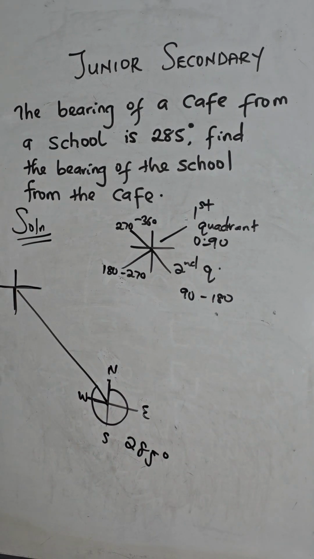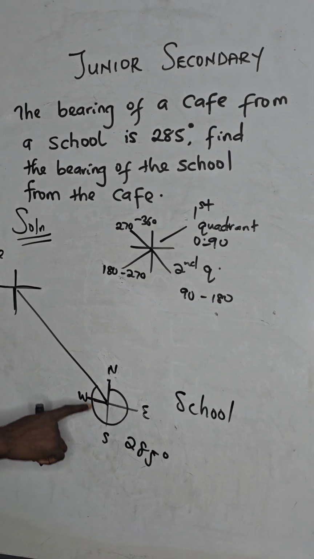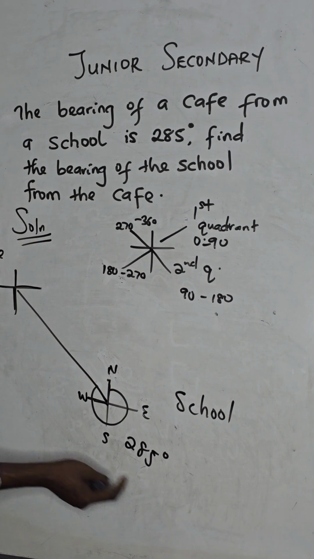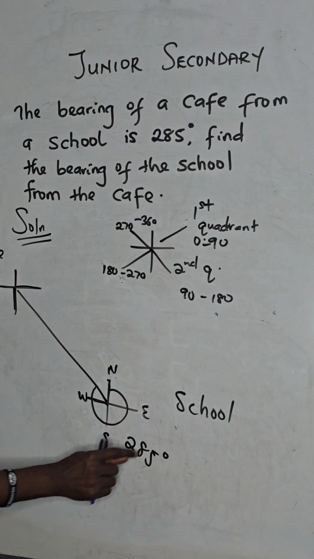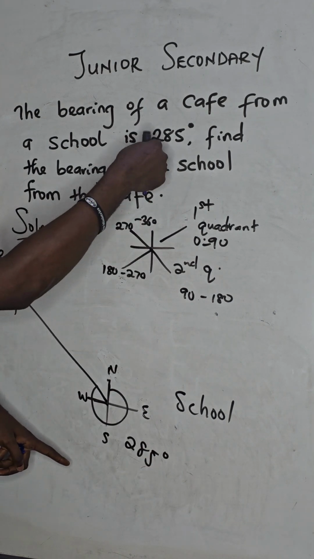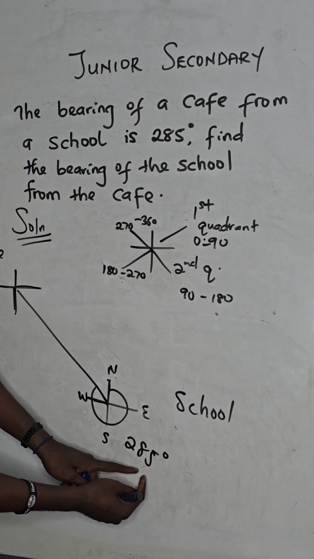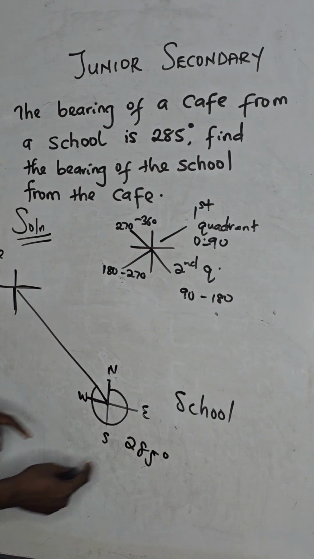So I'll go back and analyze based on the bearing of a cafe from a school. That means this is the cafe and this is the school, because it was from the north of the school that was 285. Don't forget, bearings are always made from the north. So from the north of the school to where it touches the line is 285. The 285 will be here, school will be here, cafe will be here. The bearing of this cafe from here is this entire 285.